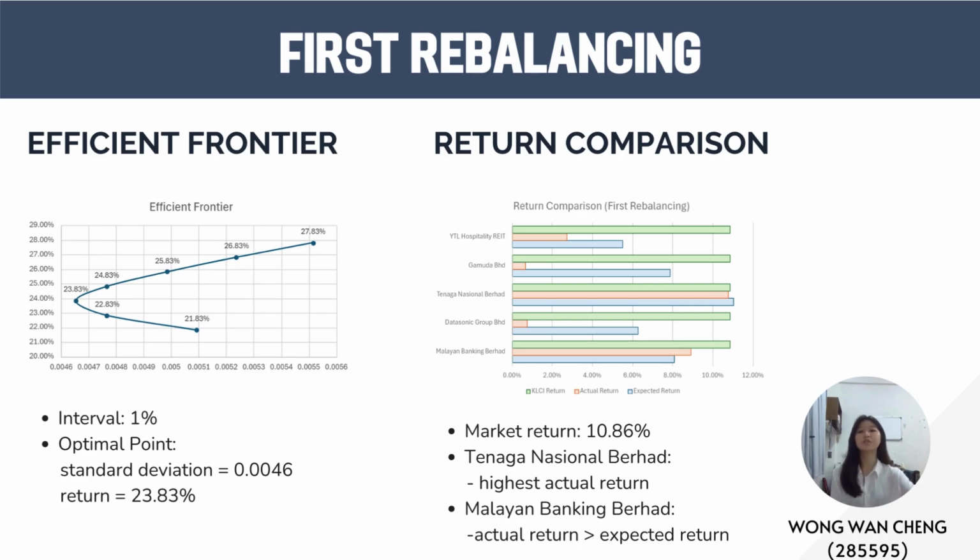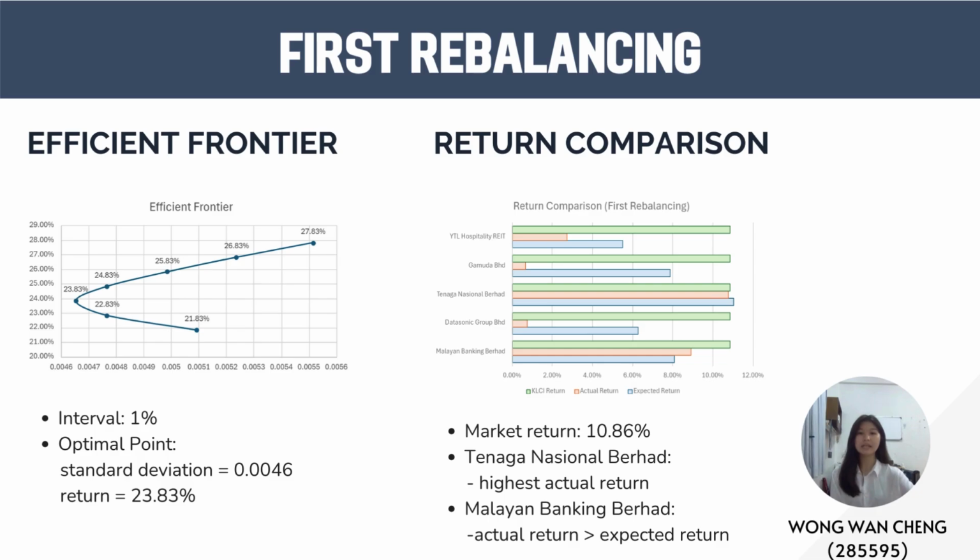Next, for the efficient frontier, the interval range is set at 1%, which means that the expected return of the portfolio is within the range of plus or minus 1%. According to the figure, the optimal point is reached when the standard deviation is 0.0046 with a return of 23.83%. For the return comparison, the market return is 10.86%.